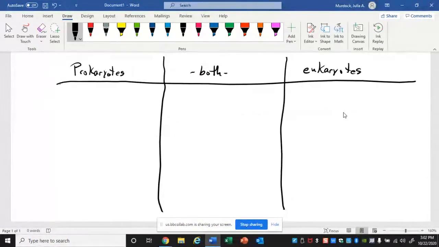A nucleus? Oh, no. Nucleus goes over here, but a prokaryote does not have a nucleus. They both have DNA, definitely. Membrane? Right, a cell membrane. Yes, they both have a cell membrane. Good. Ribosomes go in both. Excellent. Yes, very good.